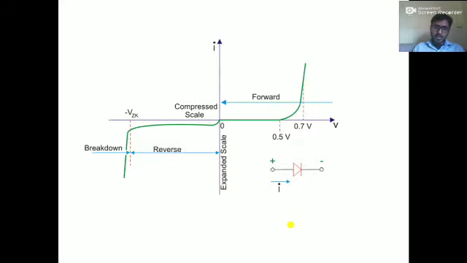So let us understand the voltage current characteristics of the normal diode, and later we will understand the Zener diode. So this is the voltage current characteristic of the normal diode. This is the forward bias region, and this is the reverse bias region. So what happens when you increase the voltage in forward bias?